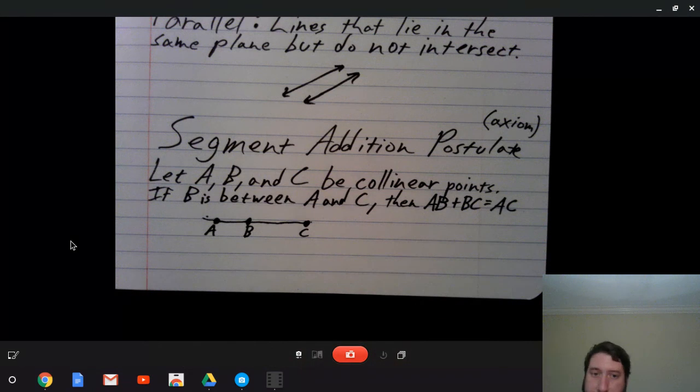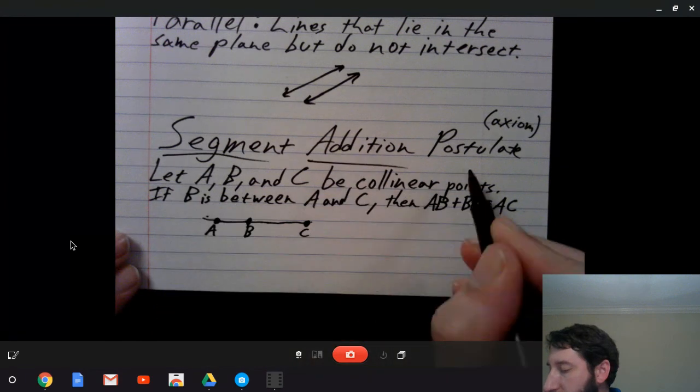Pretty obvious, right? It's pretty obvious. And we're actually going to show this. So in the next video, we're going to use our compass to actually show how this works. So that is the segment addition postulate. Make sure you have that.